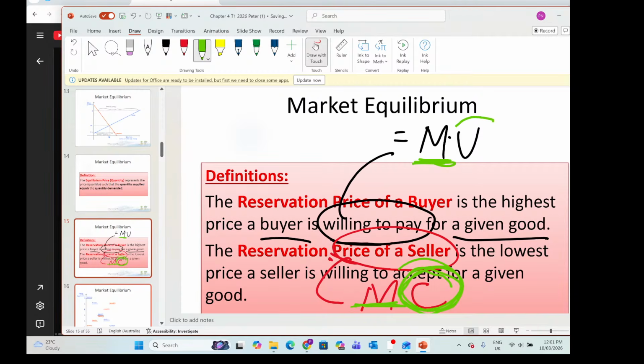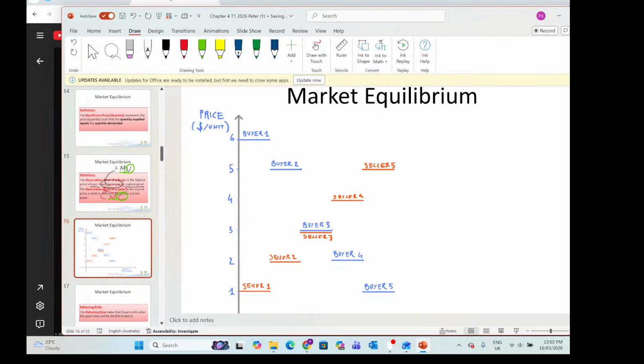The buyer wants an amount of utility that will be at least equal to or more than the price that they pay for the product. So the utility is related to the reservation prices of the buyer and seller. If we go to the next slide, I'll show you what I mean here.